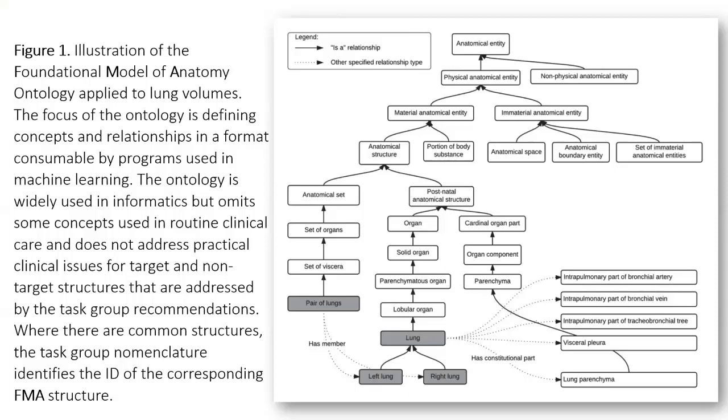And each target has a unified code in the TG-263 depending on the FMA ontology. So it's like a Unicode. So let's say the left lung has the code 005, let's say, and the right lung has the code 007, and so on, for the rest of the body.